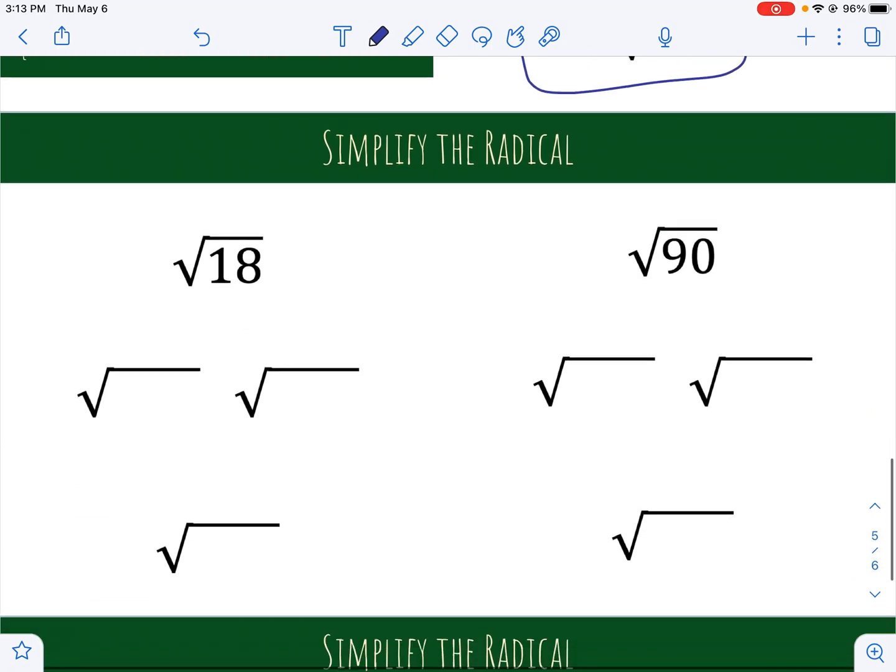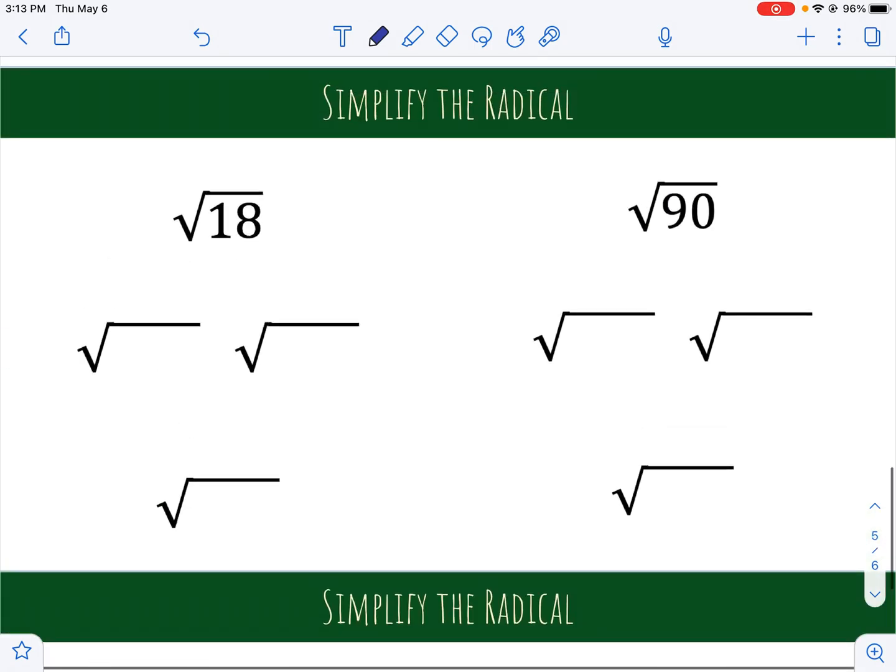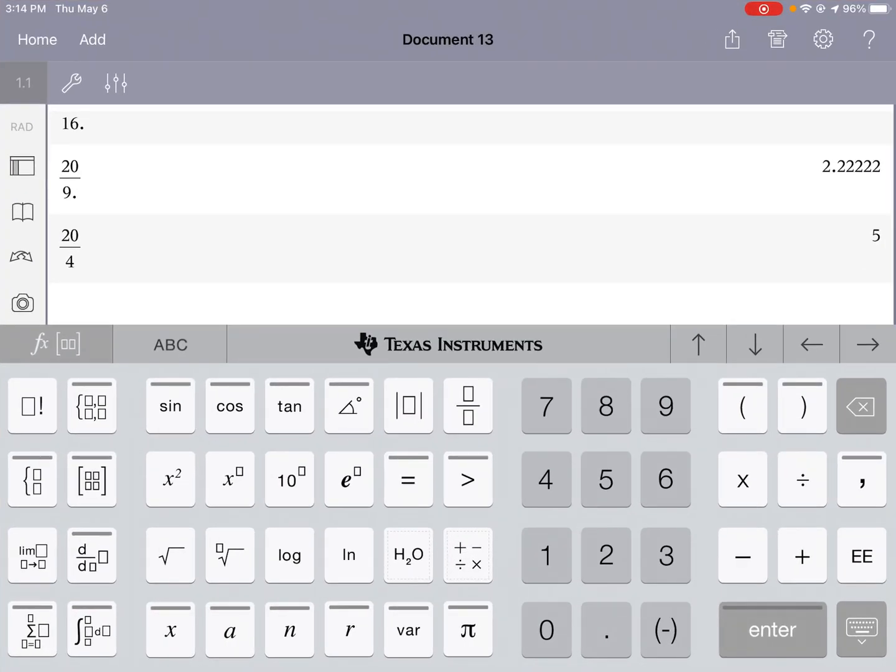Let's look at a few more examples. So we have 18. Again, we have our perfect squares, so I'm going to start listing them. We have 1, 4, 9, 16, and 25. 25 is too big, so I'm going to start with 16. I'm going to take 18 divided by 16. I'm going to put a decimal point so you can see I get a decimal.